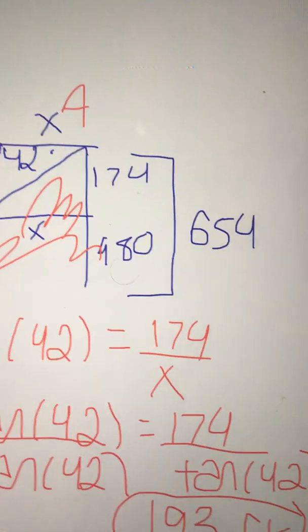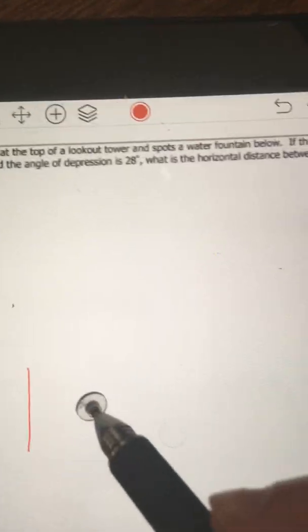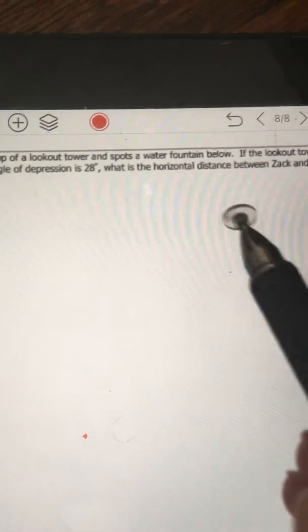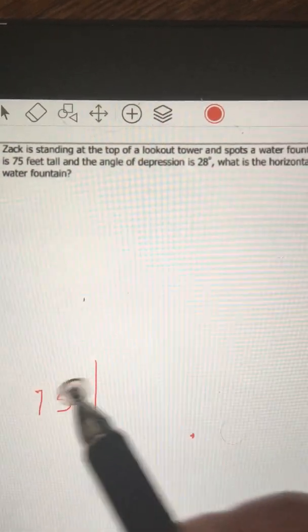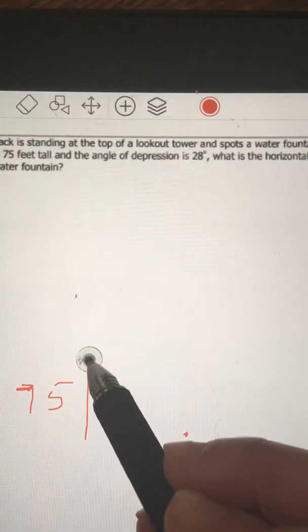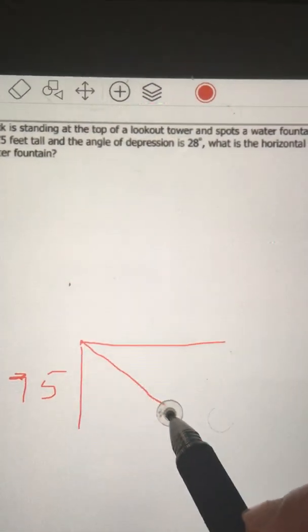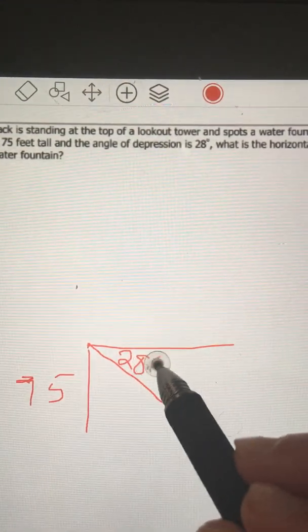And I believe we have one more. Okay, so Zach is standing at the top of a lookout tower and spots a water fountain below. Here's the water fountain somewhere down here. He's seeing it. If the lookout tower is 75 feet tall and the angle of depression is 28 degrees, so we have to draw a horizontal line first and then connect that to the water fountain. This angle up here is where your 28 degrees goes.